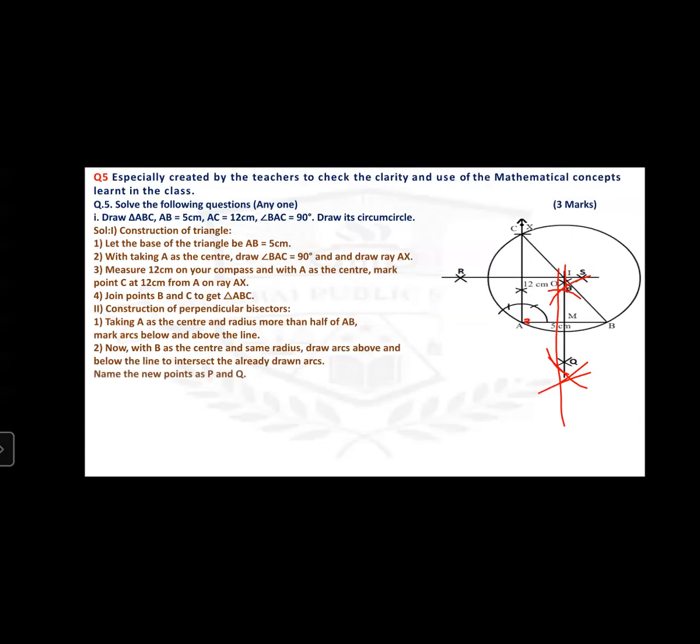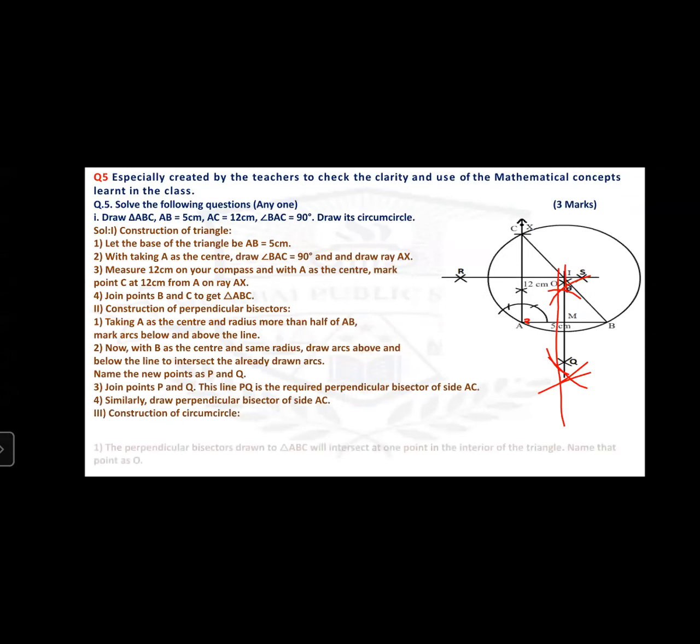Then next point, name the new points PQ. Then join P and Q. This line is the required perpendicular bisector of side AB. Now next, similarly we draw the perpendicular bisector of AC. And then construction of circumcircle.